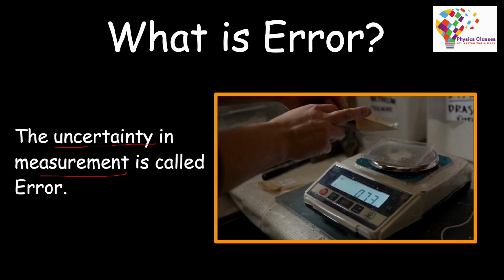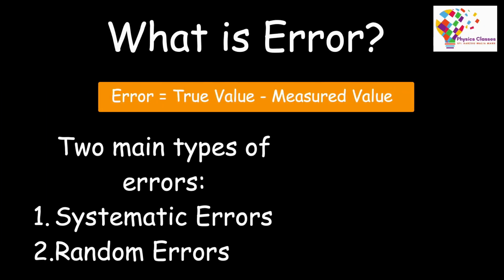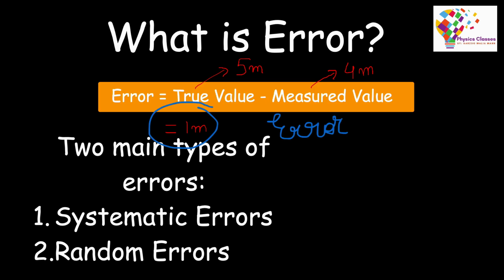For example, we are trying to measure the length of a wire. When we bought this wire from the market, we were told that it measures 5 meters. Now I come home and use a measuring tape to measure the same quantity, and the measurement comes out to be 4 meters. Since the true value, the expected value, is 5 meters, but I measured a value of 4 meters, I can say that there is an error of 5 minus 4, that is 1 meter, in my measured value.